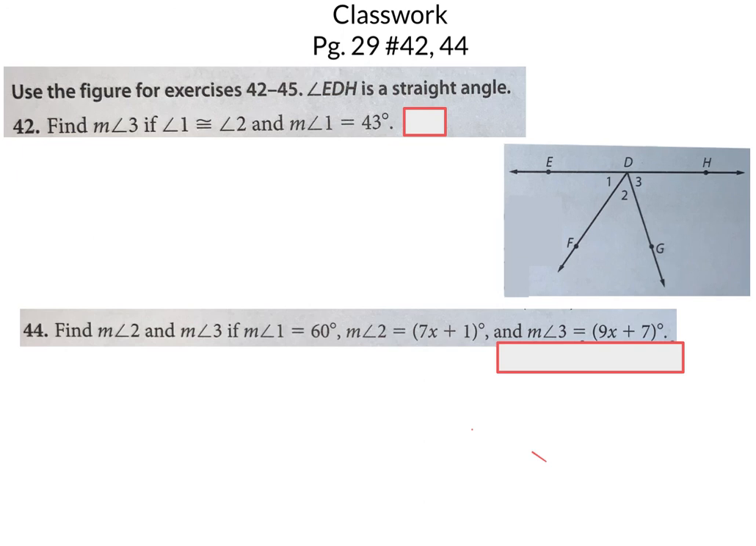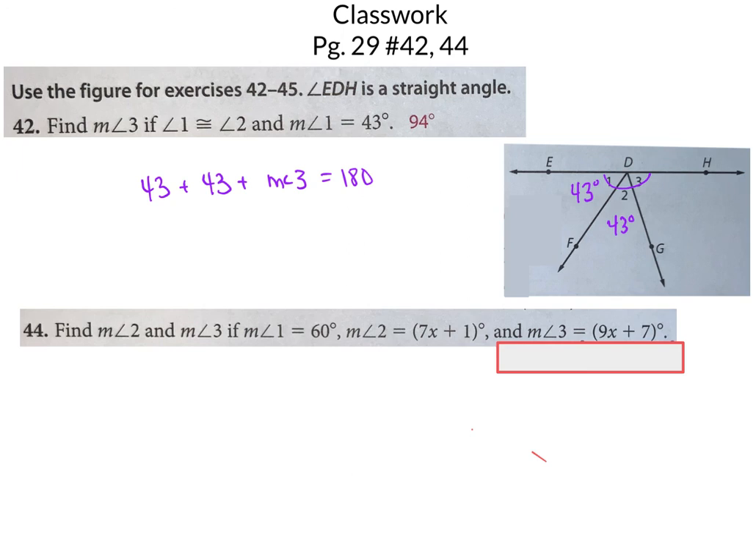It says find the measure of angle 3 if 1 is congruent to 2 and 1 equals 43. All right, so they've told us a couple things here. We know that 1 is 43. If it is congruent to 2, what do we know about 2? It is also 43. And because we know this is a straight angle, what should all of these add up to? 180. So you should have said something like this: 43 plus 43 plus the measure of angle 3, which we don't know, all equals 180. And when you did that, you should have gotten 94. Subtract your 86 from 180 is 94.